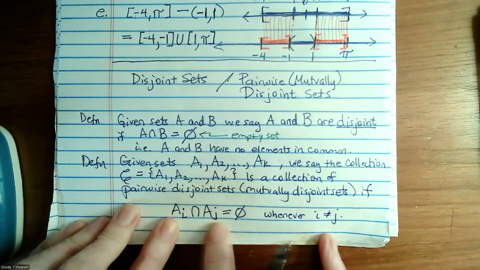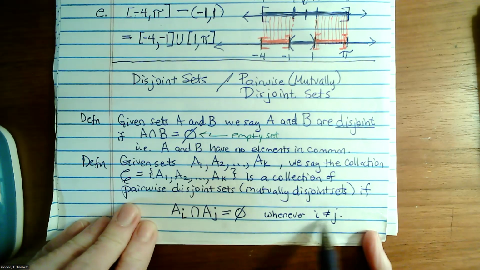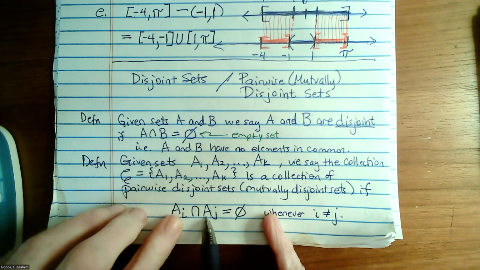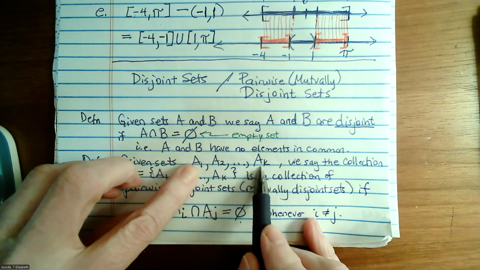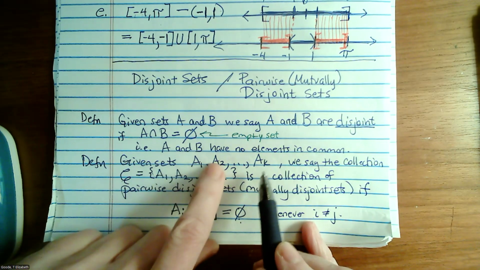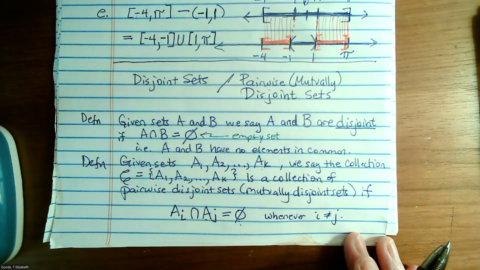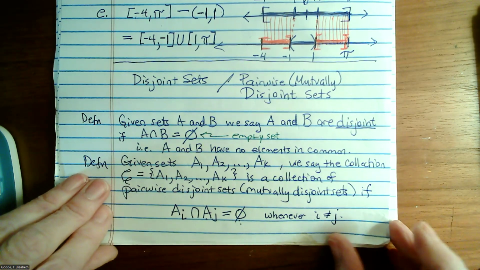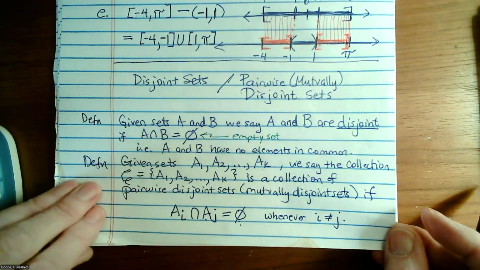Just take any two of the sets as long as they're not the same set. And that's what i not equal to j means. It means, hey, if the indexing numbers are different, like A1 and A2, if you intersect A1, intersect A2, you'll get the empty set. Or if you take A1, intersect AK, you get the empty set, or A2, intersect AK. You get the drift. If you take any two of those sets, their intersection is empty. Okay, so that's what it means for sets to be disjoint or mutually disjoint, pairwise disjoint.